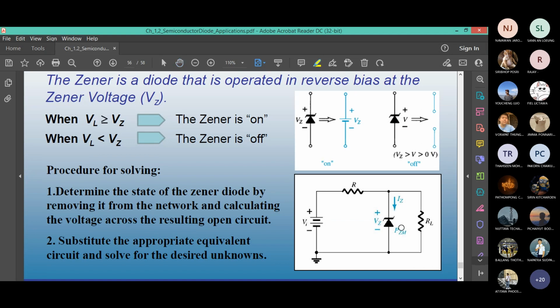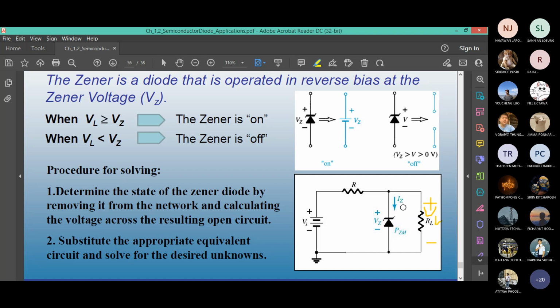What equation do we use? VL means the voltage that appears across the load resistor RL. So VL has to be greater than or equal to the Zener rating. Let's say this Zener is the model of 2-volt Zener diode. VL must be greater than or equal to 2 volts. How do we determine the VL?